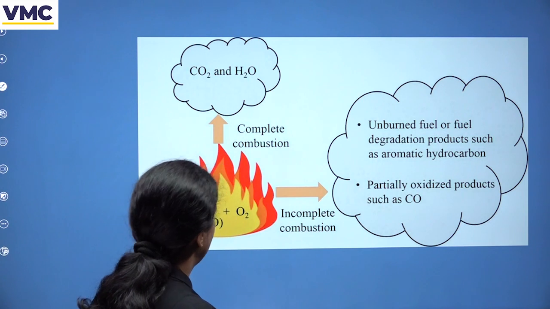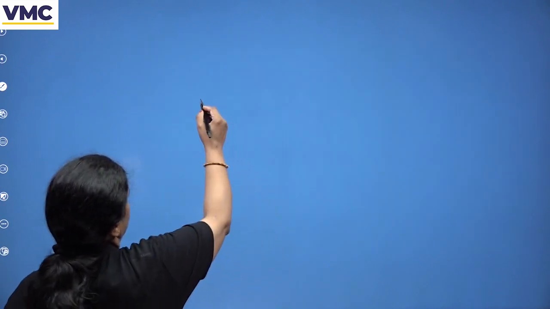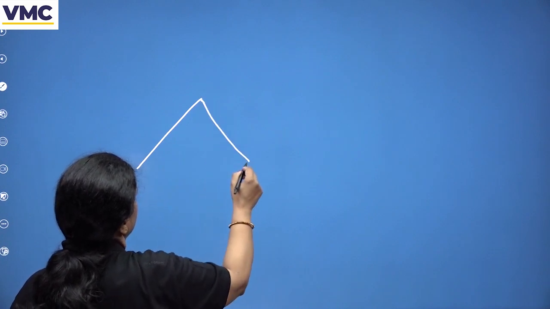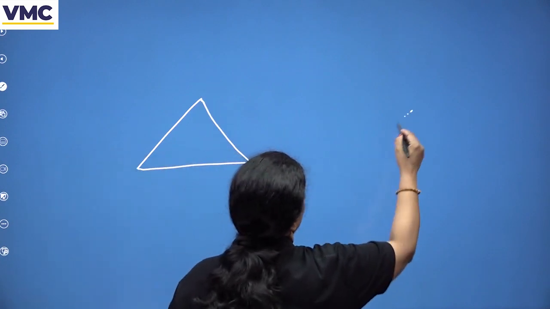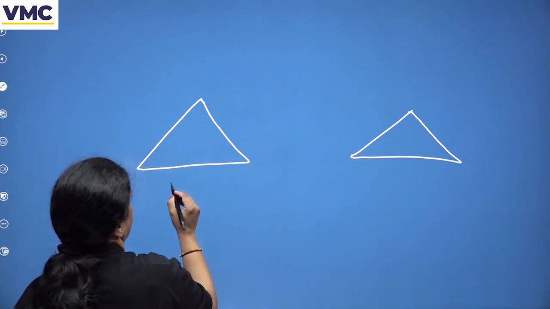So let's understand that too. Suppose there are two set of fuels here. Two set of fuels. This is complete combustion.